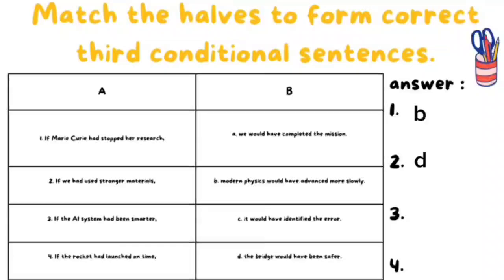Now for number 3, if the AI system had been smarter, the answer is C. If the AI system had been smarter, it would have identified the error. And the last one is number 4. If the rocket had launched on time, the answer is A. If the rocket had launched on time, we would have completed the mission.